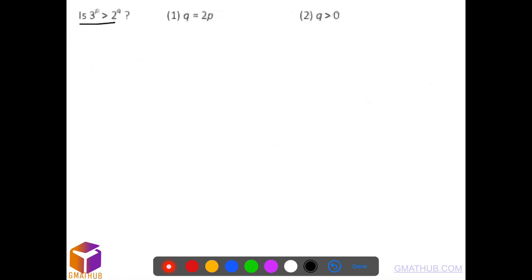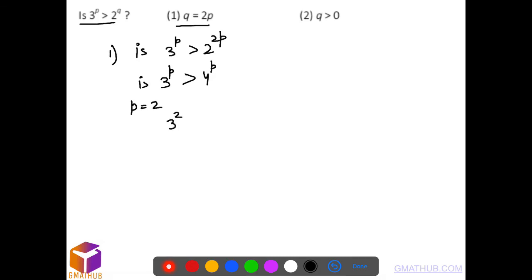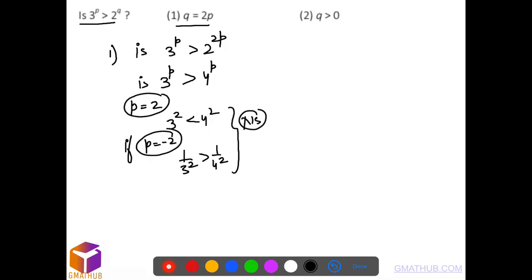Is 3 raised to power p greater than 2 raised to power q? First, q is equal to 2p. So we just substitute q for 2p. So it becomes, is 3 raised to power p greater than 4 raised to power p? Again, let's say p is equal to 2. So 3 raised to power 2 will be less than 4 raised to power 2. But if p is equal to minus 2, let's say, so 1 by 3 square will be greater than 1 by 4 square. So not sufficient. I mean, the exponent could be positive, negative both.